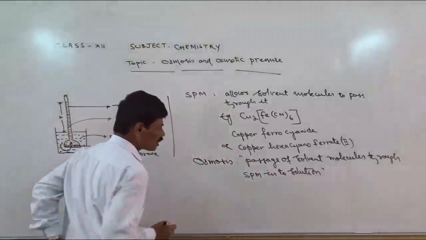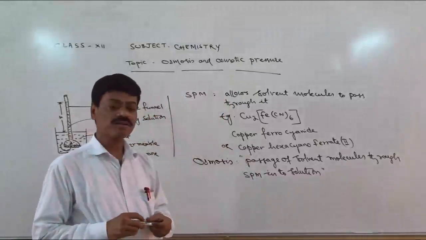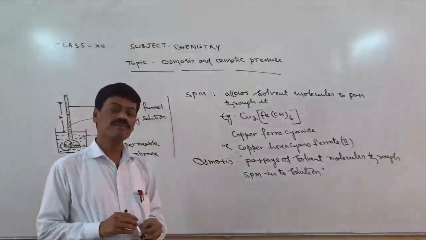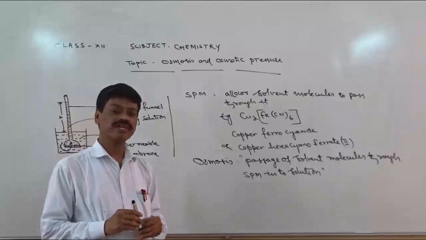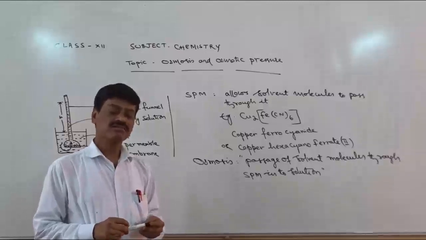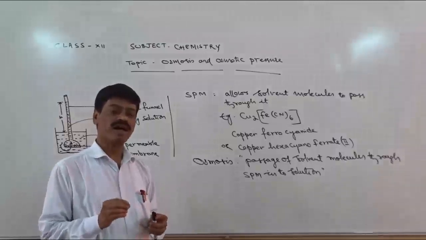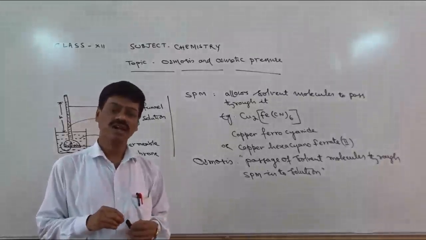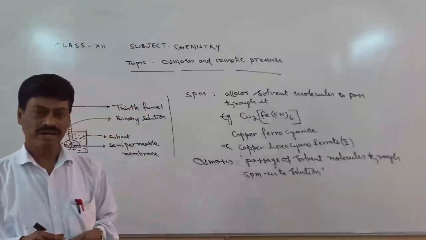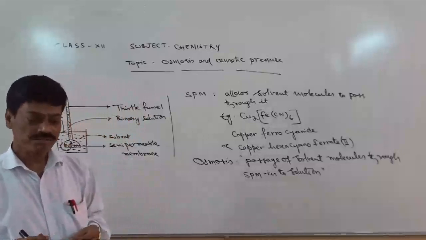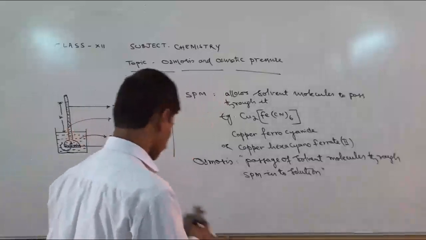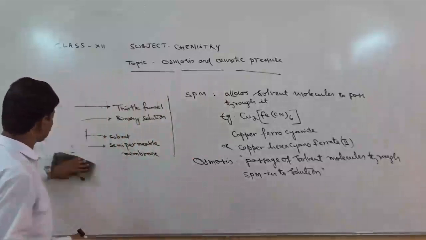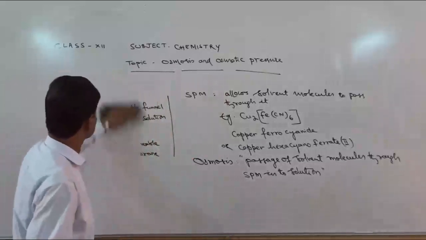So the next concept is osmotic pressure. It is defined as the excess amount of weight that is required to stop the passage of solvent particles into the solution via the semi-permeable membrane. So this is called osmotic pressure. Now let us see the phenomenon that is osmotic pressure.